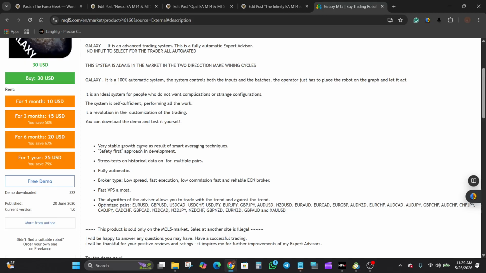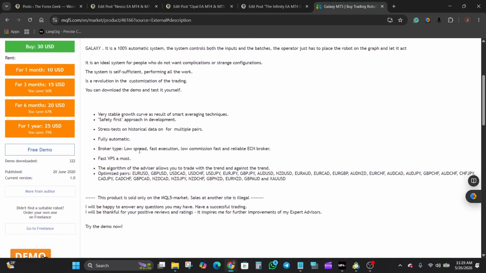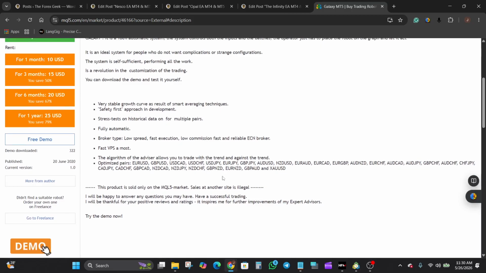Now, it also mentions that it has been stress tested across multiple pairs on historical data. Before moving further, the EA also highlights recommendations such as using low spread, fast execution ECN brokers, and a reliable VPS for smoother performance conditions. It also lists a very wide range of optimized currency pairs, including major and minor FX pairs, as well as XAU USD. Now, I'm just going to move into the backtesting section to see how this system behaves under historical market conditions.